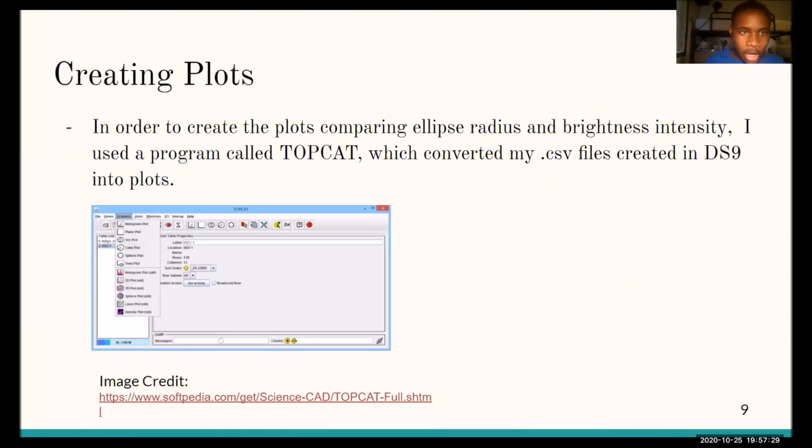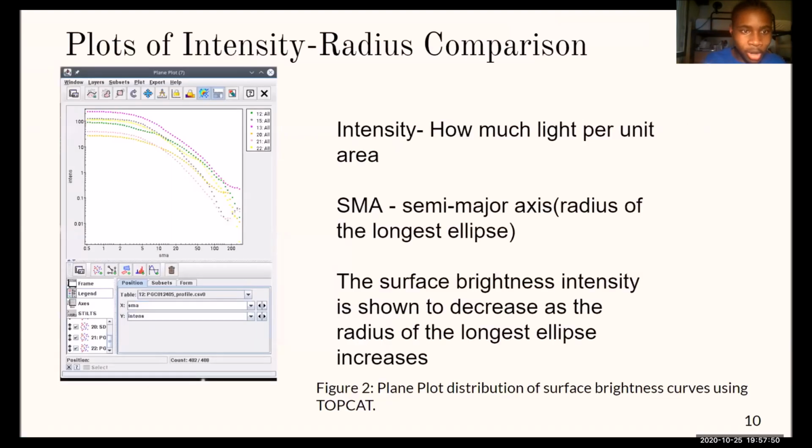And then next, we had to create the plots that compared the ellipse radius and the brightness of different parts of the galaxies using a program called TopCat, where basically the files that I created were .csv files, and then I turned them into plots. For example, this plot actually shows different galaxies that Ralph and I analyzed.